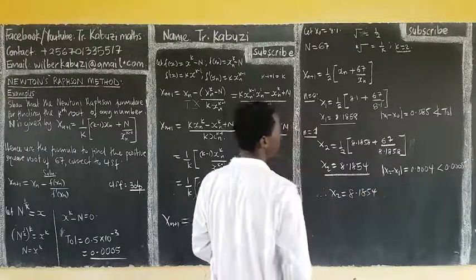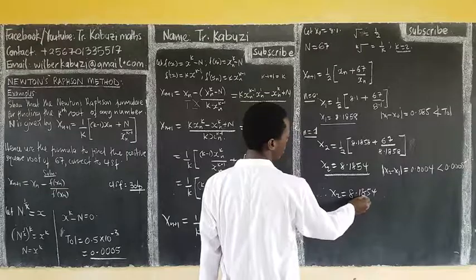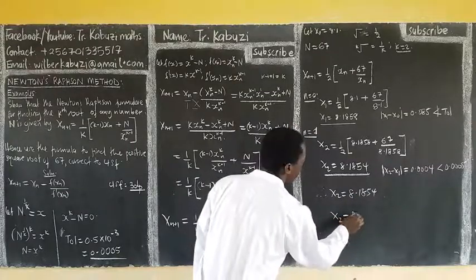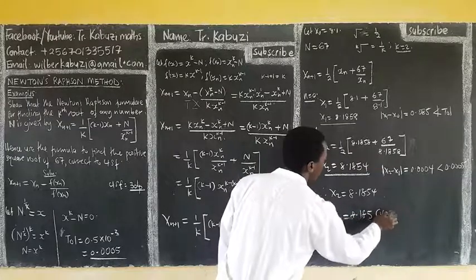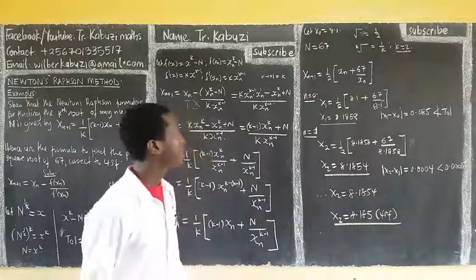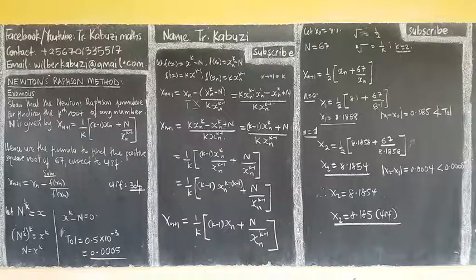And they say four significant figures, so this is 1, 2, 3, 4. Therefore my x2 will be 8.185. These are 4 significant figures. So that's it, members. Wish you well.